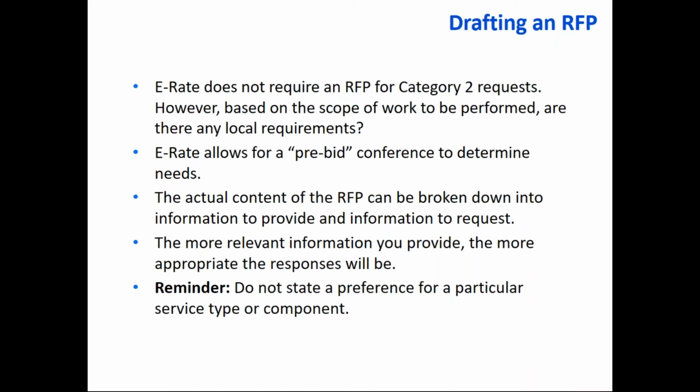Now, when we talk about the RFP content, it can be broken down into information to provide and information to request. Information to provide is information about your various library branches, detailed information there. Then, here's the information that we want back from a vendor. It might just be, here's the list of the hardware we want, give us pricing. Or it could be, we need to upgrade our Wi-Fi, and then you have vendors come in and walk through the buildings to give you a more precise quote.